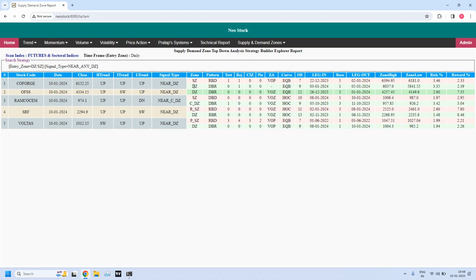Any high liquidity demand zones? We have Ramco Cement, already tested once. So only one high liquidity zone is there, but it is already tested once. So we need to look for fresh zones inside this daily zone. So let us please analyze. You will be able to understand.